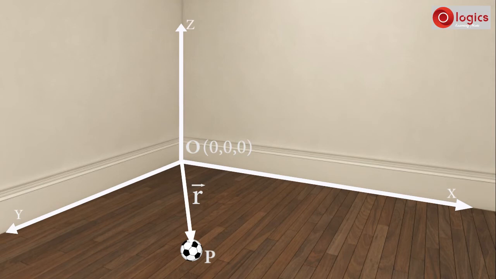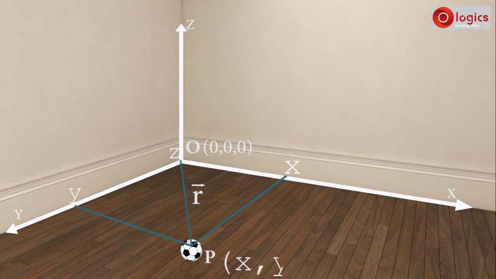The ball is this much distance on x-axis. Let's say the distance is x. Similarly, the ball is this much distance on y-axis. Let's say the distance is y. Similarly, on z-axis, it is z. The ball position in this coordinate system is P of x, y, z.